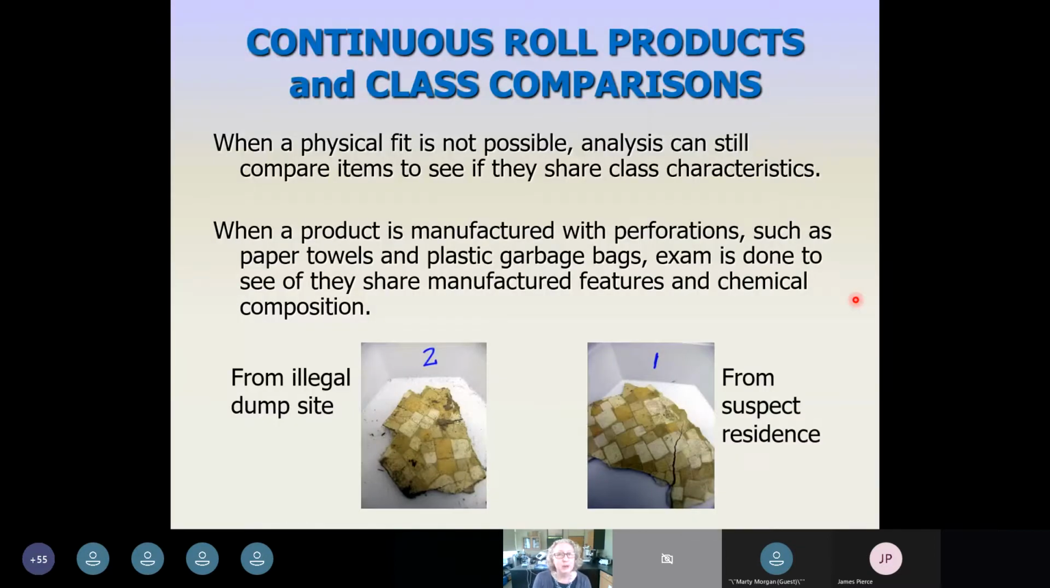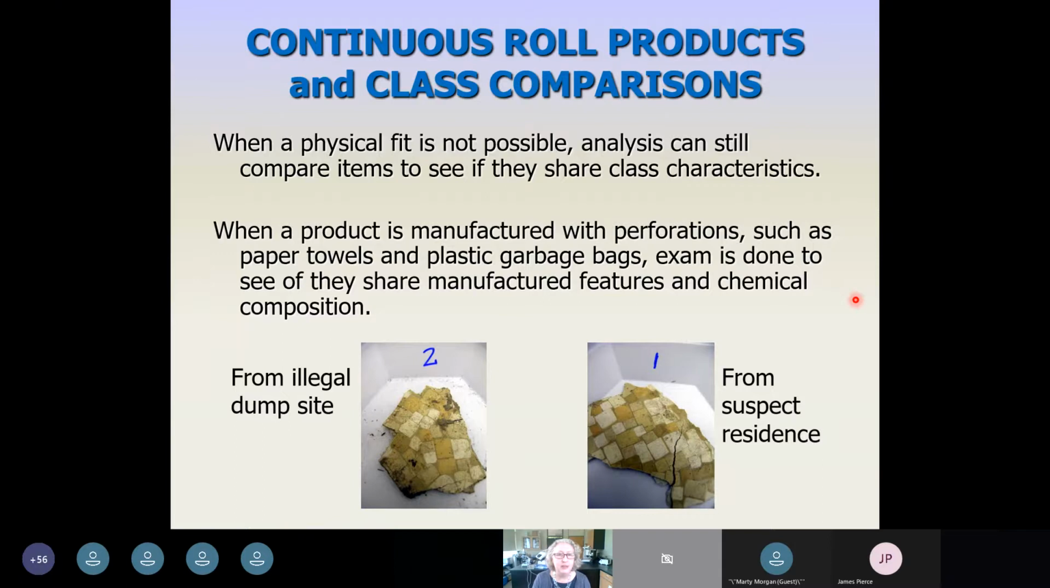This second example is probably familiar to you. We've used these photos before. So this is that example where originally it came in as a physical fit request. These pieces of linoleum, one from an illegal dump site, the other from the suspect residence, do they fit together? No, they did not. However, we can imagine that there was a huge expanse of floor. So there's lots of flooring missing here. It's no surprise that these two pieces individually don't happen to fit together.